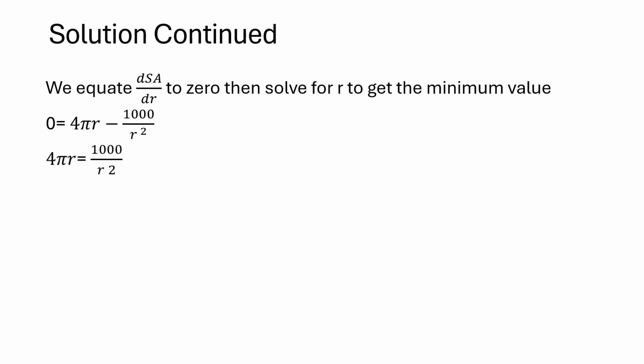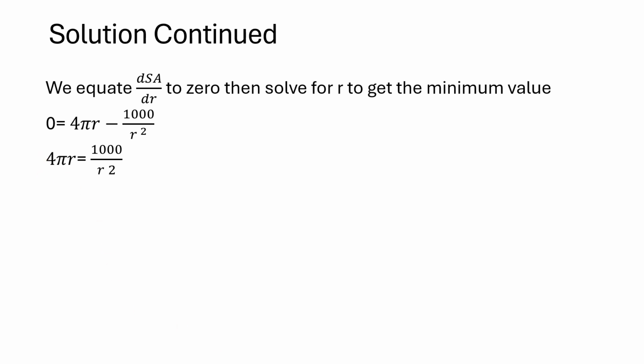So what we then do is move r to the other side. If we move r to the other side, this becomes minus 4 pi r. If we multiply everything by the negative sign, we get 4 pi r equals 100 over r squared. And then what do we do here? Now we multiply both sides by r squared.